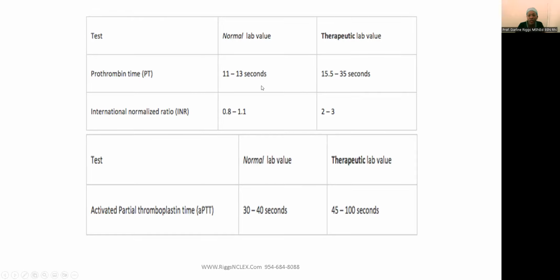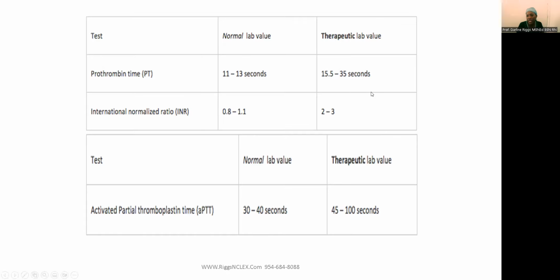Literally we're looking at it for 11 to 13 seconds as the therapeutic range that we want, but a therapeutic lab value when the client is on the drug, we want between 15.5 to 35 seconds. Now, this does vary a little bit in your test questions, or from book to book, rather. So just memorize this one.